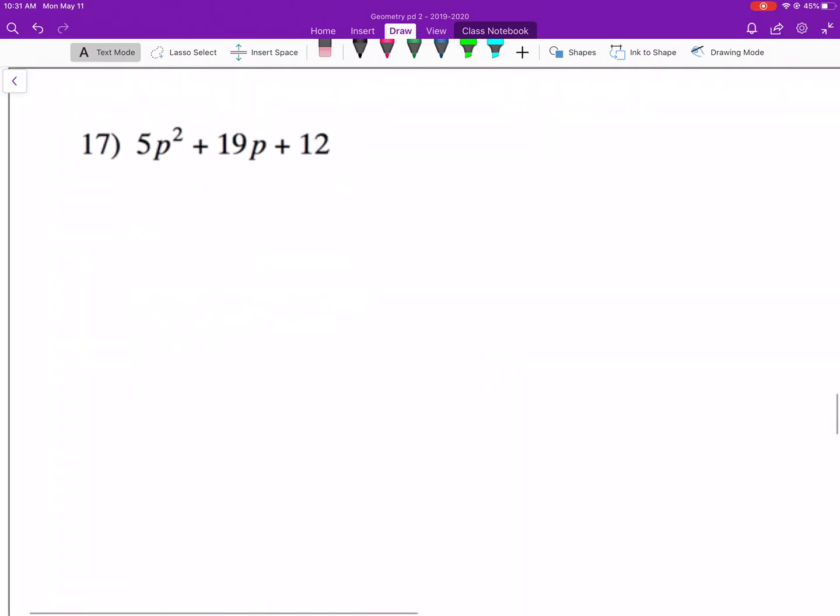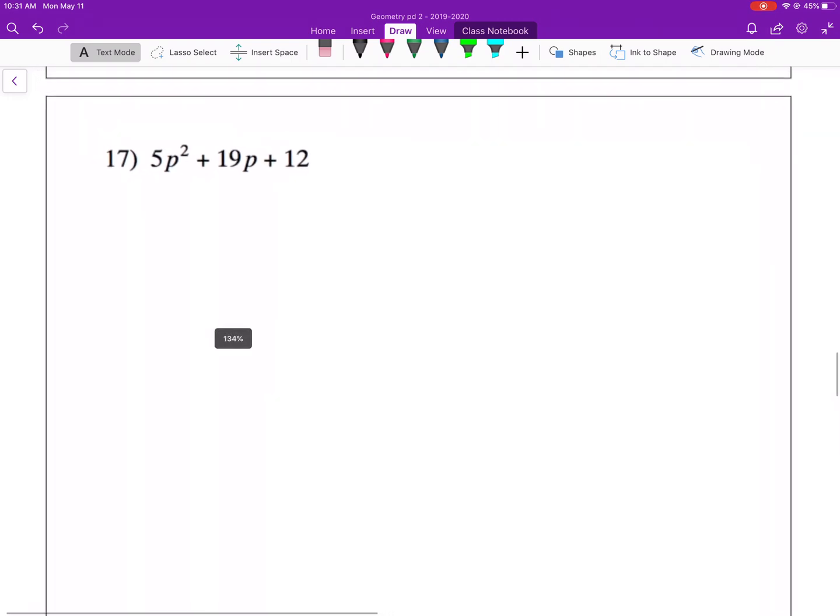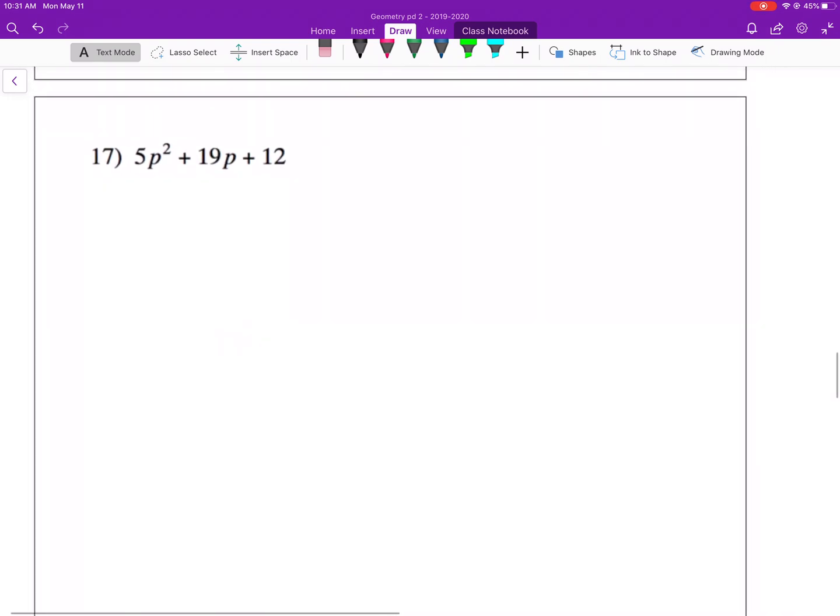Alright, 17. This is actually one earlier when I was making an answer key for this. I made a silly mistake because if you're careless, it's very easy to make a silly mistake. Alright, so AC.